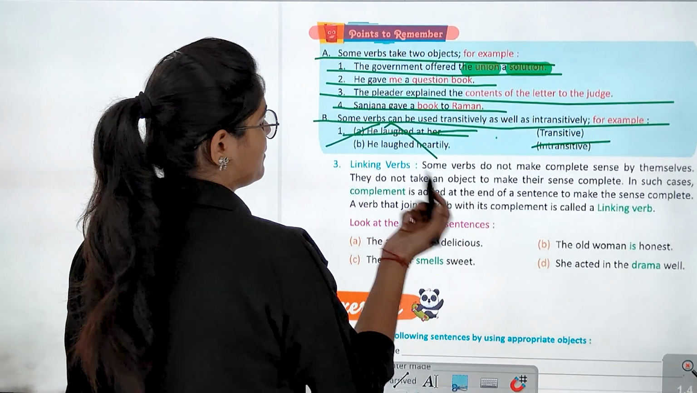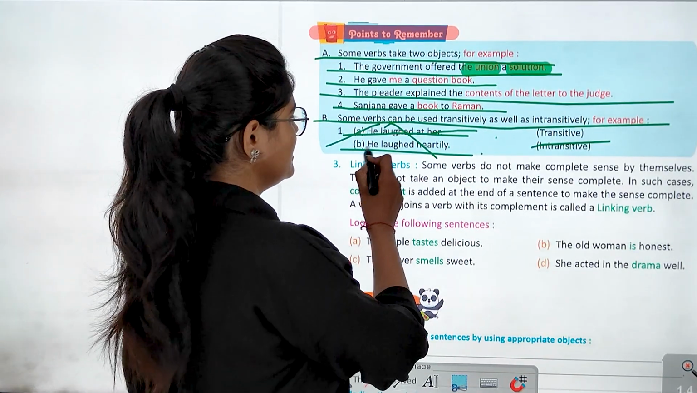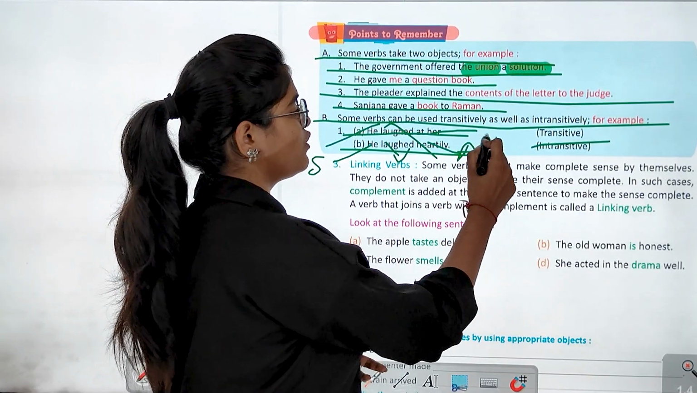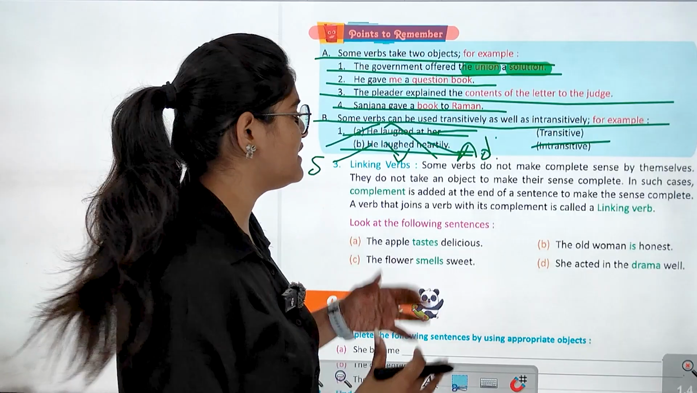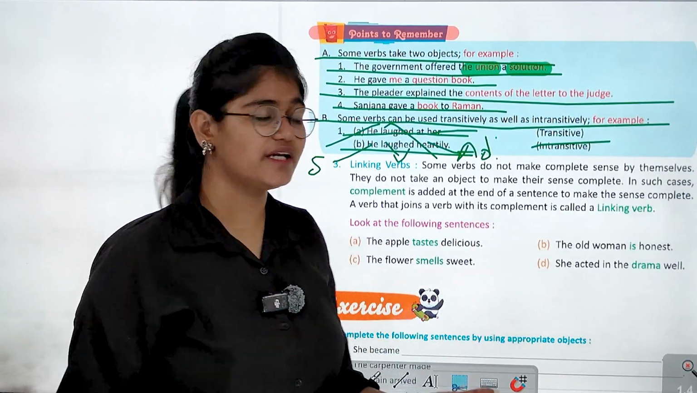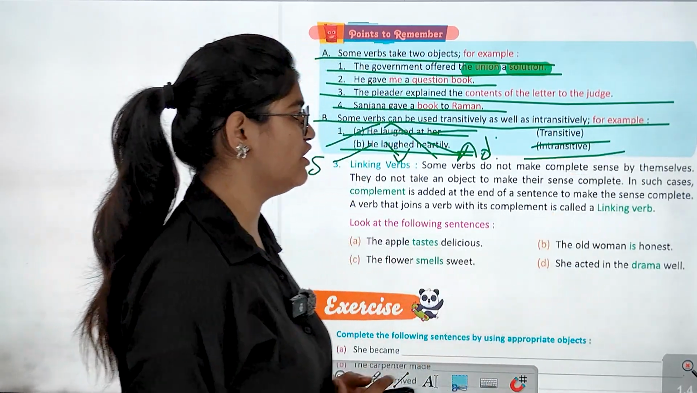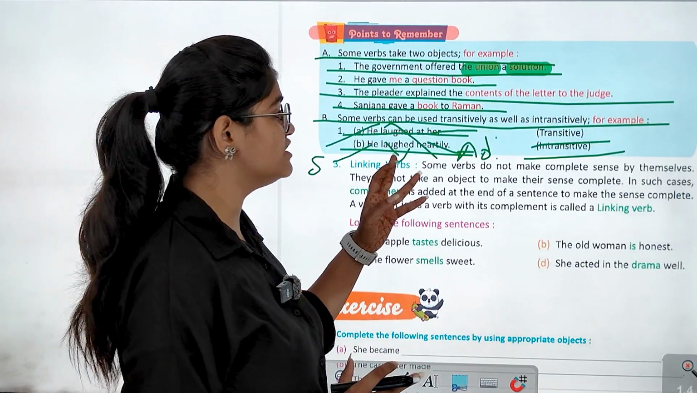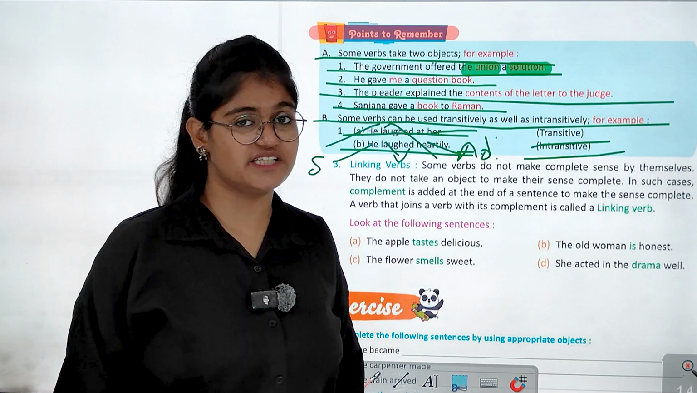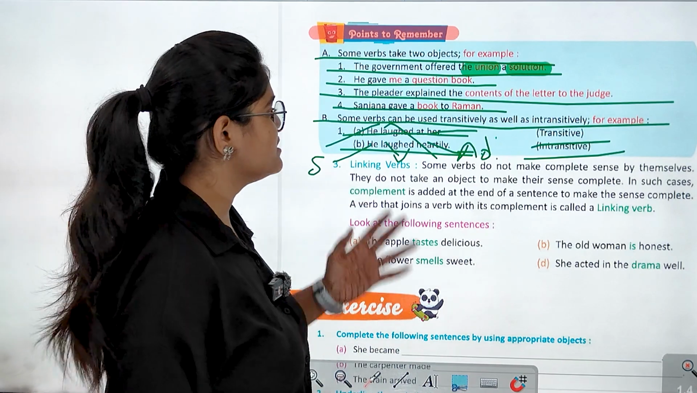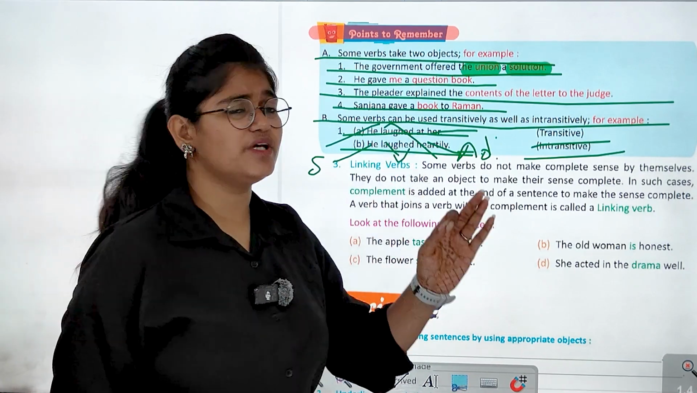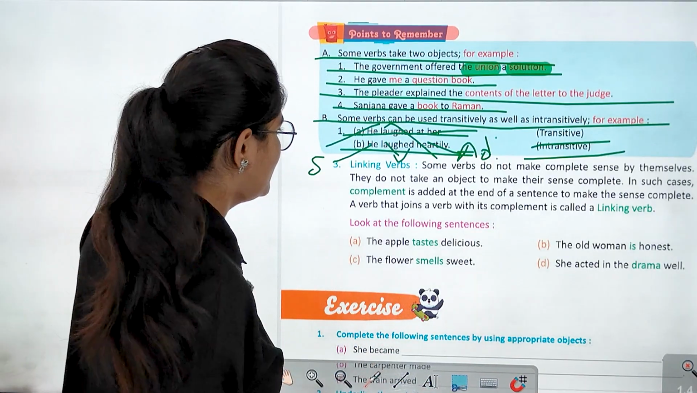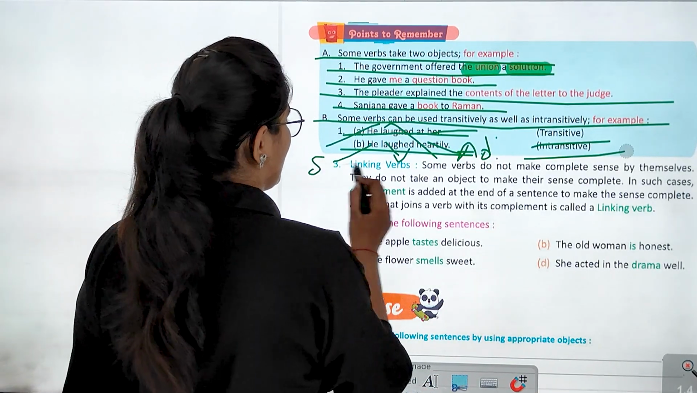But if I say about the second one, he laughed heartily. This is the subject, this is the verb, but this is an adverb, right? So here we cannot find any kind of object. So this is the kind of intransitive verb, right? But the transitive verb and the intransitive verb are both same in these sentences, right? So this can be said that the verb can be used transitively also and intransitively also, right?